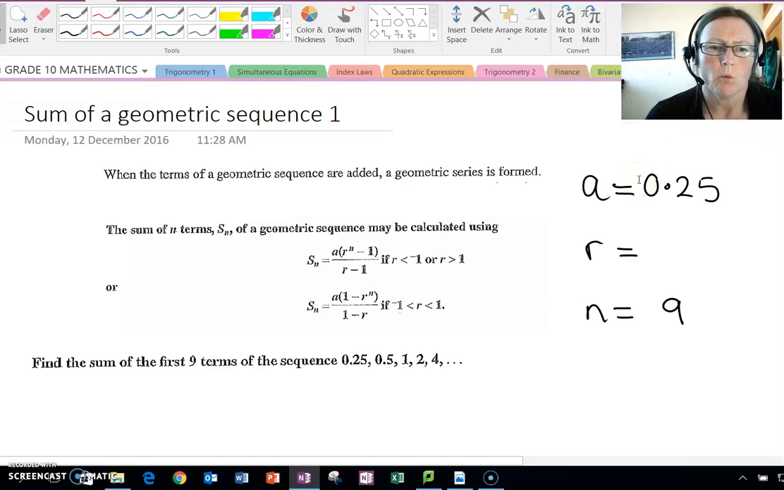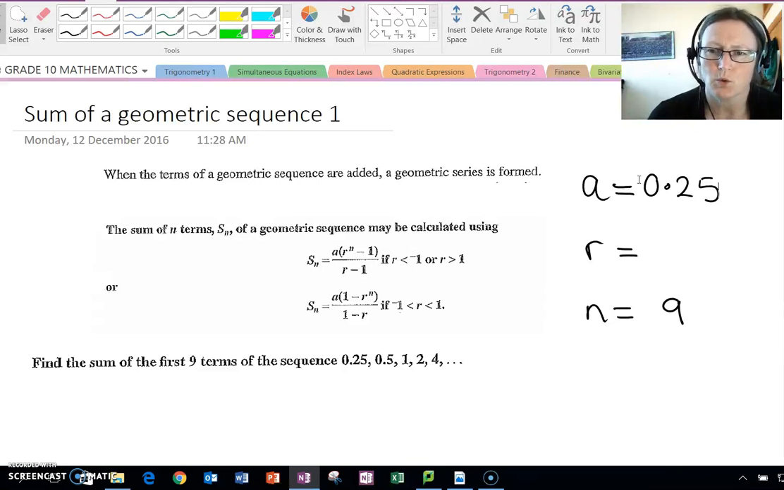Okay, when the terms of a geometric sequence are added together, a geometric series is formed. That's similar to an arithmetic sequence and series. We said that when we added the terms of an arithmetic sequence together, an arithmetic series was formed. Okay, we have a rule for how to work out the sum of a geometric series.